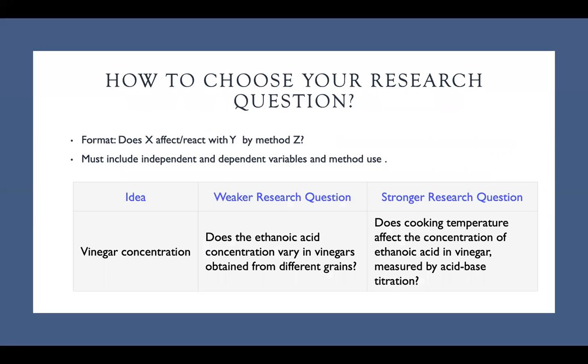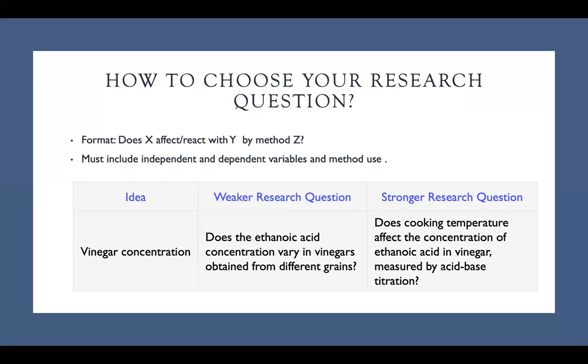How to choose your research question. Make sure your research question has the format of: does X affect or react with Y by method G. So it must include independent and dependent variables and the method you use in your lab. That's what must be included in your research question.